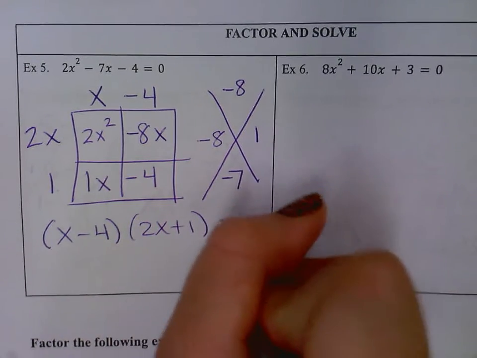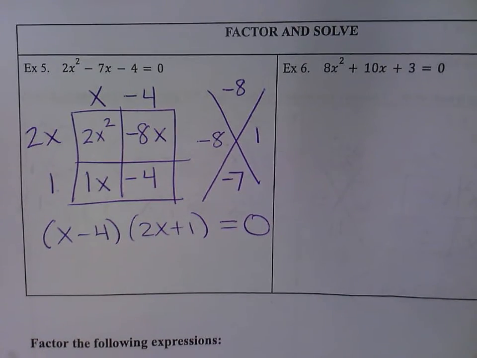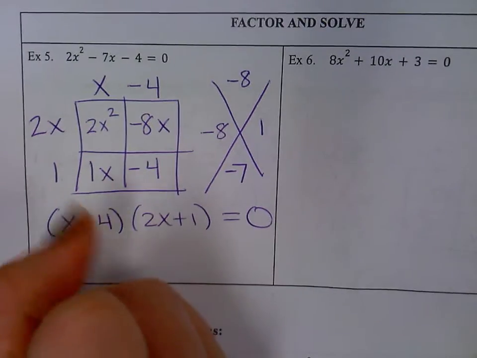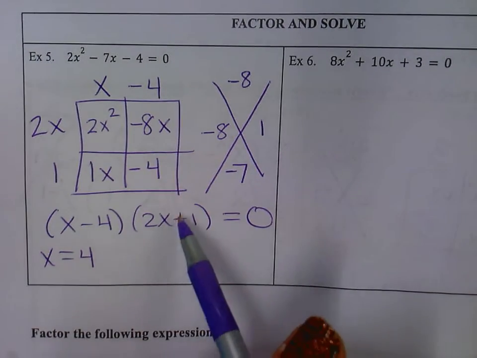Don't forget, this problem originally said equals 0. So I have one more step to do using the zero product property. What will make this equal 0? And what will make this equal 0? So the answer here is 4, right? Because 4 minus 4 is 0. That would be one of my x-intercepts. That one was easy to do in my head. x equals 4.